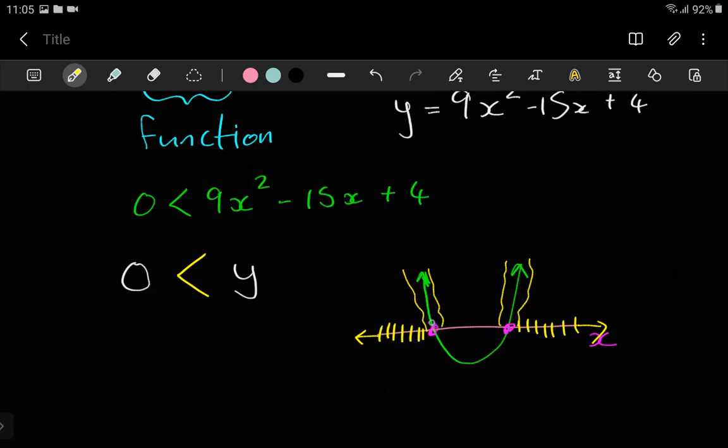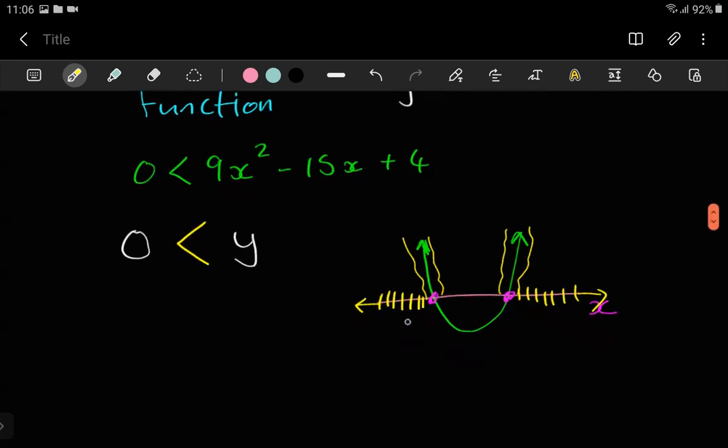However, to get these y values above 0 over here, we would need to consider the x values going to the left. And to get these over here, we would need to consider x values going to the right. So with that being said, we can now answer our question: our answer is going to be x values starting from here going to infinity, and x values starting from here going to infinity.